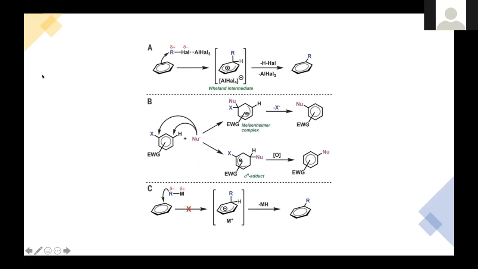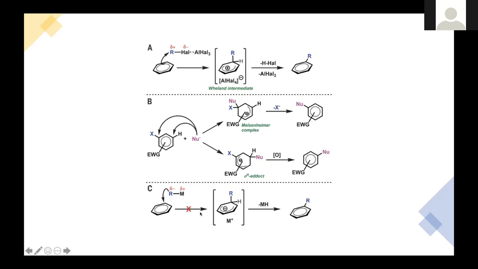And then we also learned about withdrawing groups, where you could add a strong withdrawing group like a nitro or a halide, which pulls the electron density away and allows a nucleophile to come in. And then it gives a Meisenheimer complex, which is a stabilized negative charge around the benzene ring. And then when it arrives back at the nucleophilic site, the hydrogen is removed using usually the halide or another strong oxidant, which is one of the reasons this isn't favorable, because you have to add a strong oxidant. And then there's also the sigma adduct, which is basically the same thing as the Wheland intermediate sigma complex, but with a negative charge.